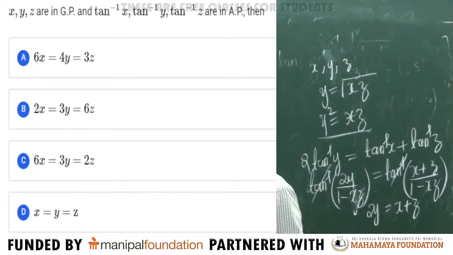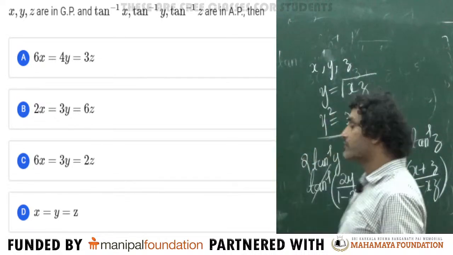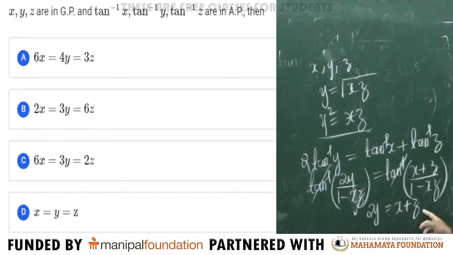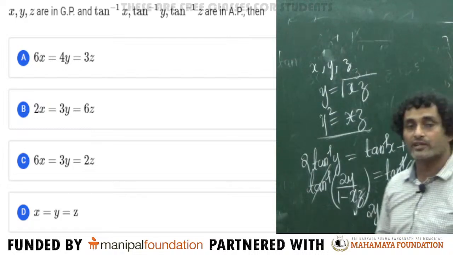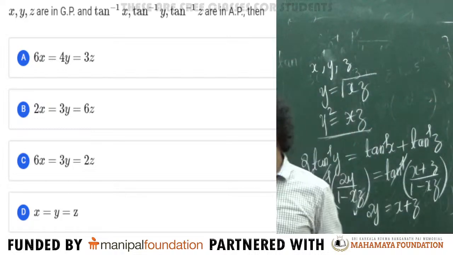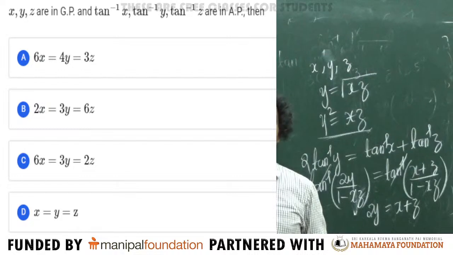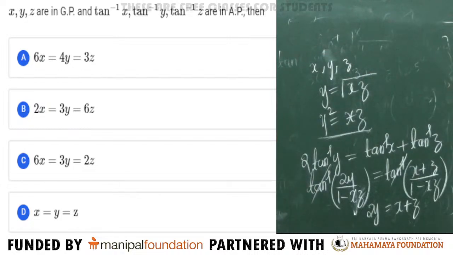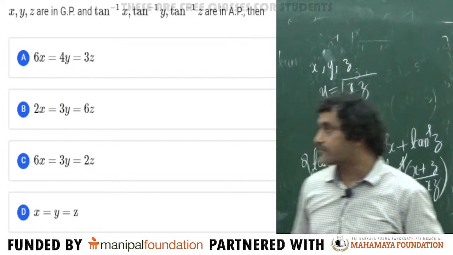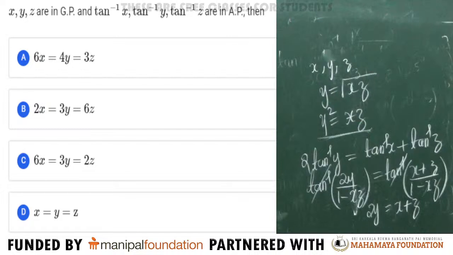You have options, right? Check x equal to y equal to z. If you take everything as x, isn't it 2x equal to x plus x? 2x equal to 2x. It works only for option D. So x equal to y equal to z, that's the only one which fits. Done. Is it okay? So the option is x equal to y equal to z.